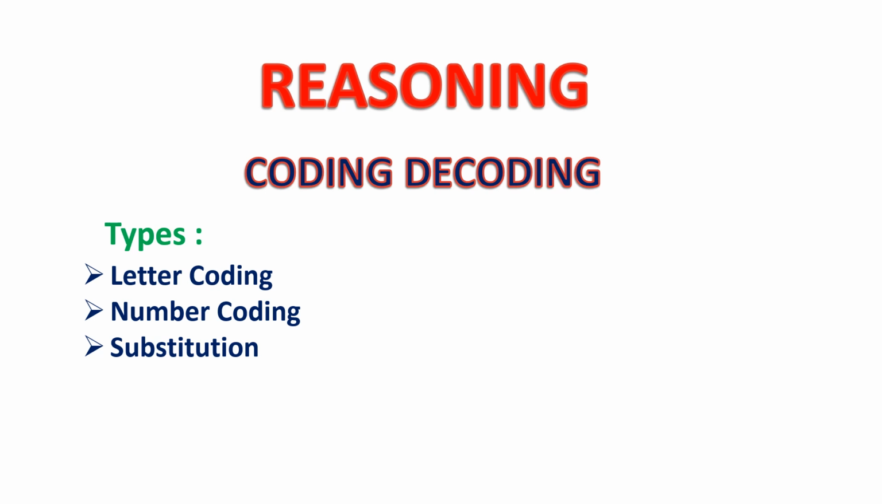Today we are going to discuss the topic coding and decoding. In coding and decoding there are three types. First one is letter coding and second one is number coding. Third one is substitution. First we will discuss type 1, that is letter coding. Later on we will discuss the number coding. After that we will discuss the substitution.